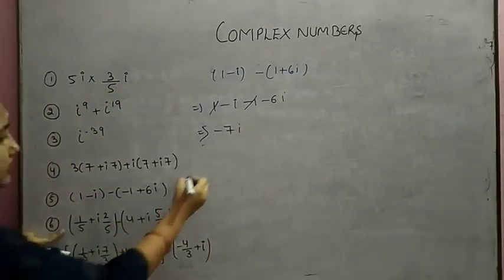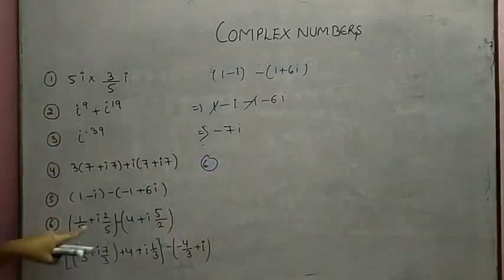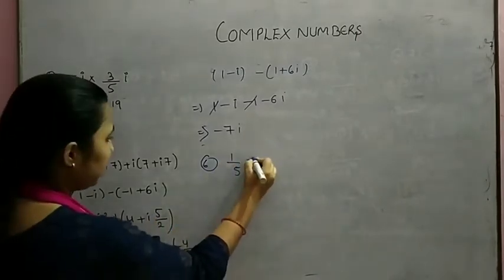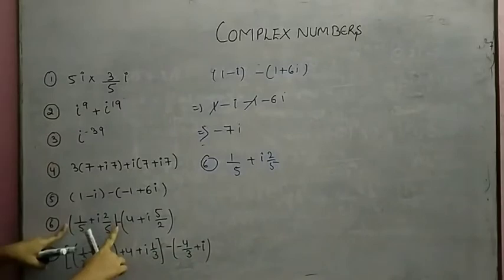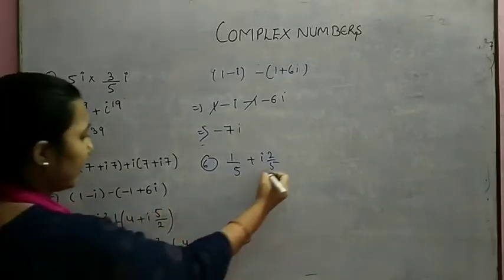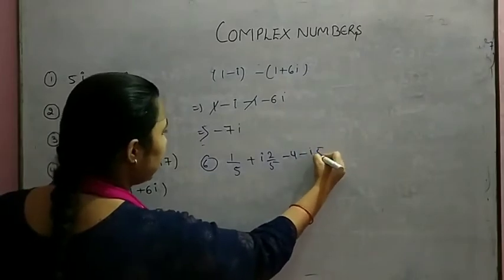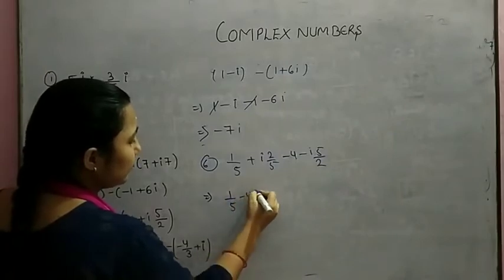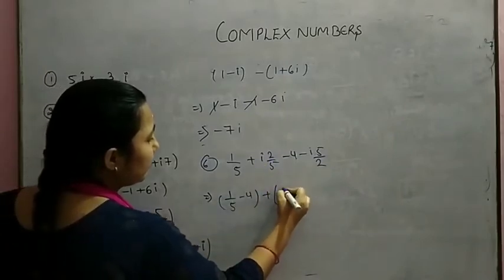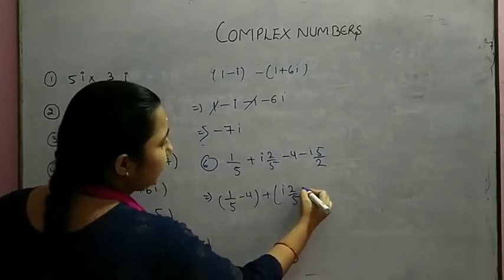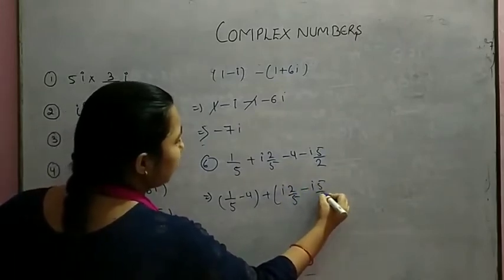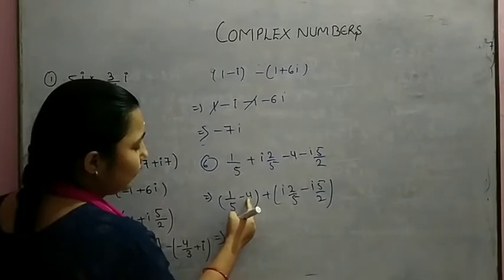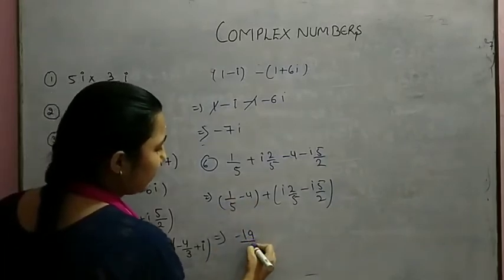Now next, question number 6. This is (1/5 + i 2/5) minus (4 + i 5/2). Just simply write down 1/5 plus i 2/5 and minus, this minus is shifted in the bracket. We get -4 minus i 5/2. Correct. And then separate the real part 1/5 and -4 together, and separate the imaginary part together. We get i (2/5 minus 5/2). So taking LCM we get 5 4s are 20 minus 1, minus 19/5.